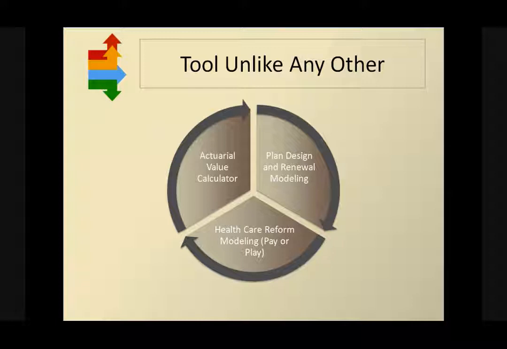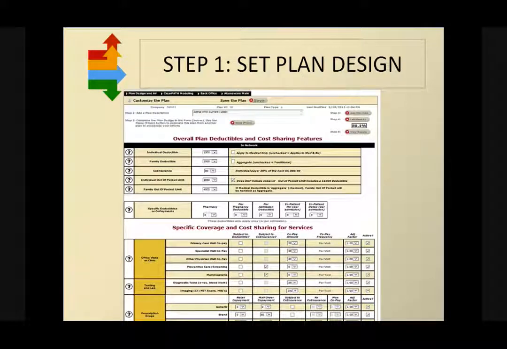We have both an actuarial value calculator, and we are also able to measure differences in plan design and differences in packages for renewal modeling. These, again, are all measured up against healthcare reform modeling. In other words, we can see the impact of the Affordable Care Act on different renewal options. We'll see ClearPATH online in a minute here, but first I'd like to highlight the three main steps with some screenshots. Here's step 1, setting the plan design.